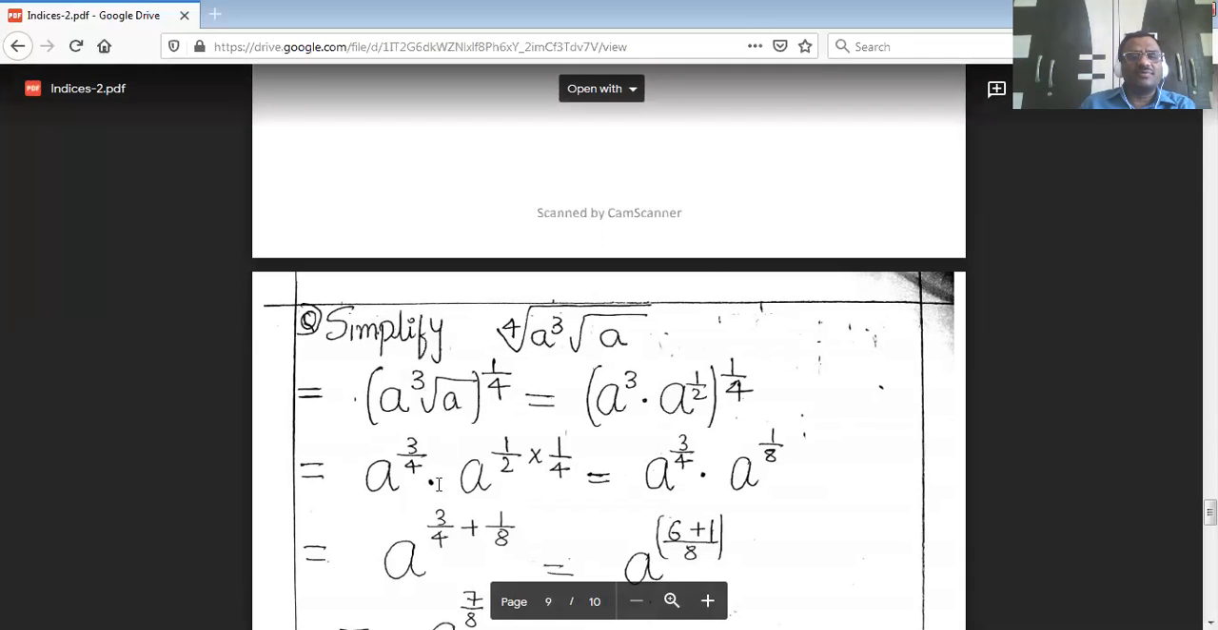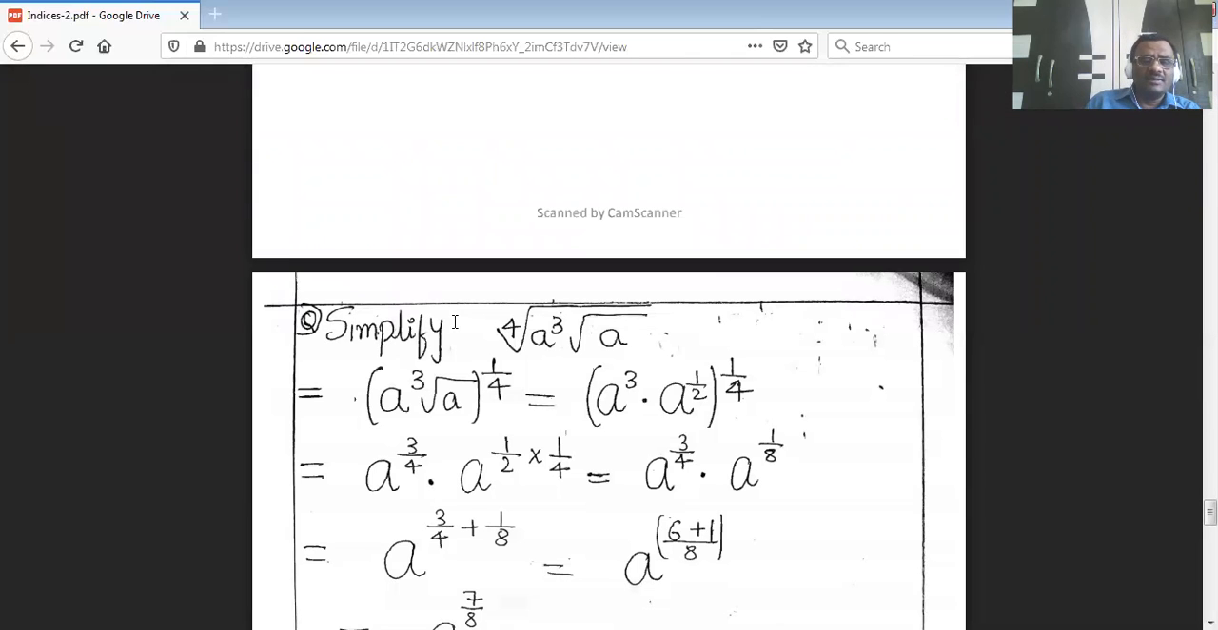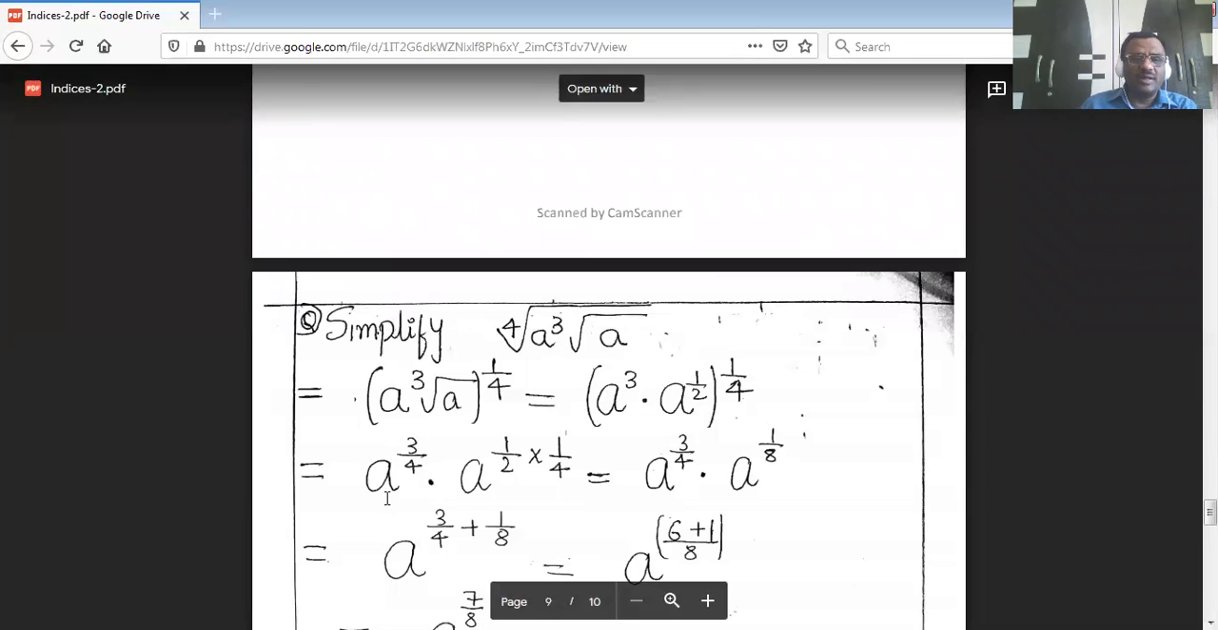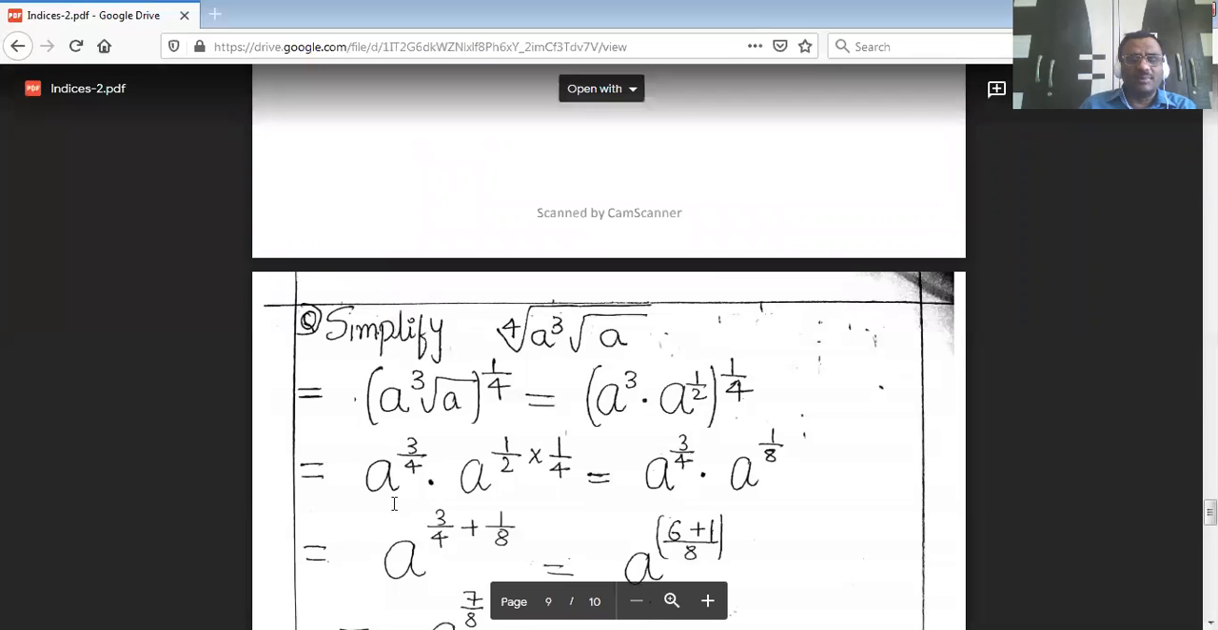Next, a to the power of 3, if you say this one, directly it is going to be converted to a to the power of 3 by 4. And this is going to be a to the power of 1 by 8. This is 1 by 4 and 1 by 8. This 1 by 2 is because of this root. I am converting this into nth root of a form. Now a to the power of 3 by 4 into a to the power of 1 by 8. Now this is going to be a to the power of 3 by 4 plus 1 by 8.